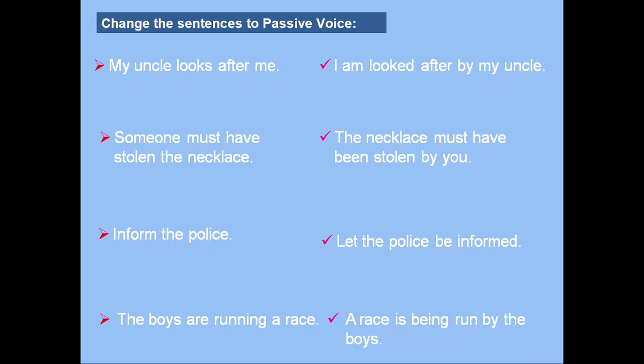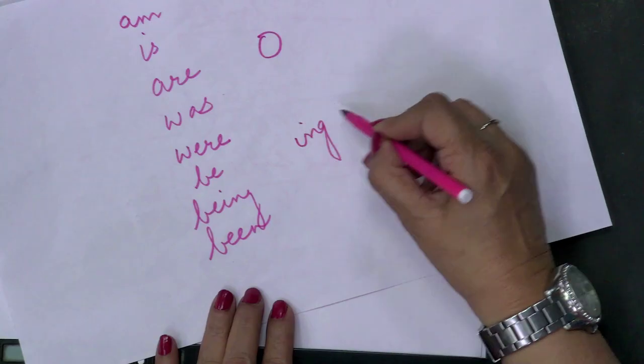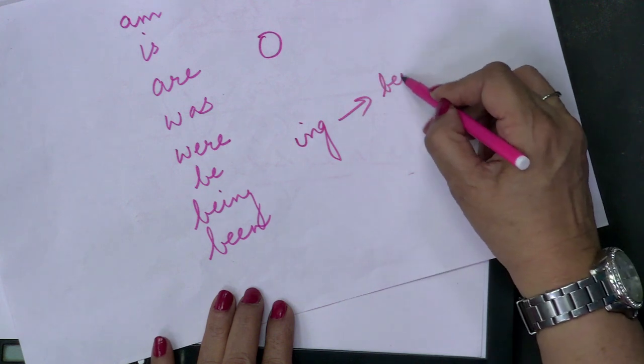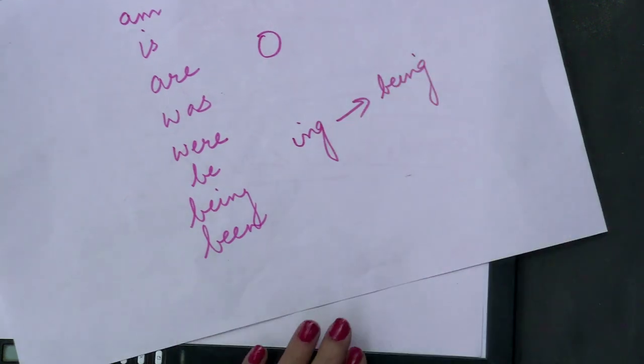So, the boys are running a race. Who is running the race? The boys. What are the boys? Subject, doer. What are they doing? They are running. So it is a verb in present tense, so being should be used there. And what are they running? A race. So whenever there is ing, they must use being there. Okay, ma'am.